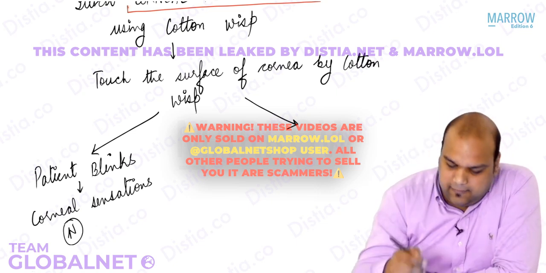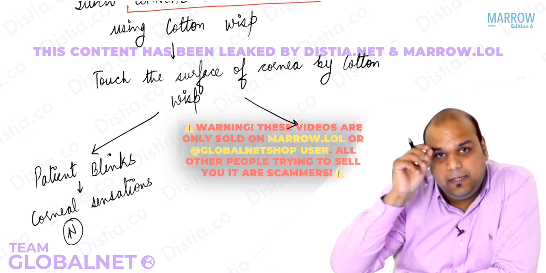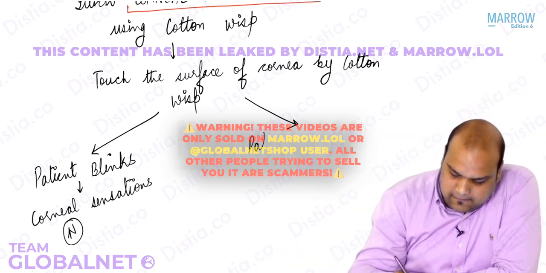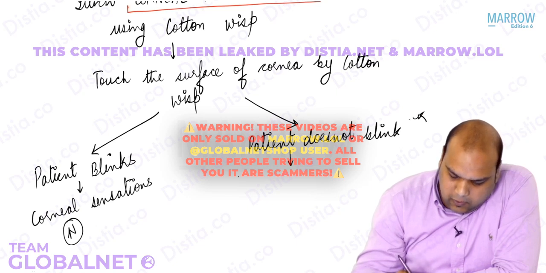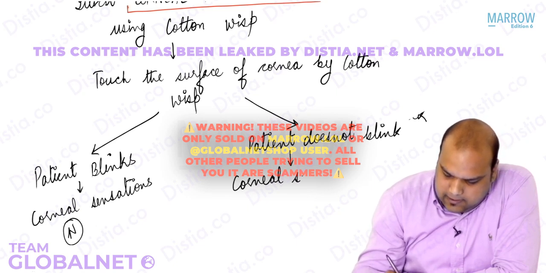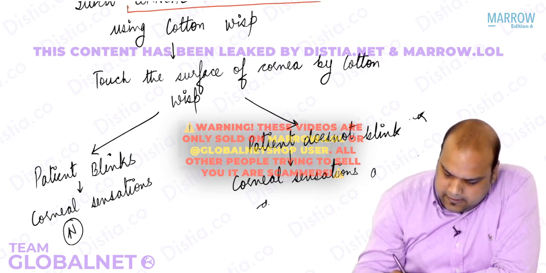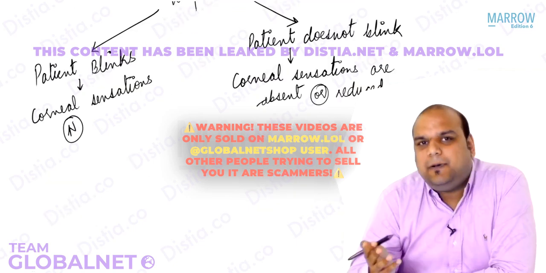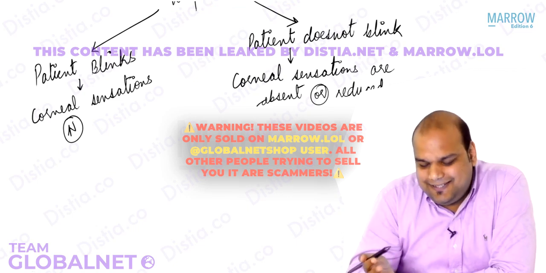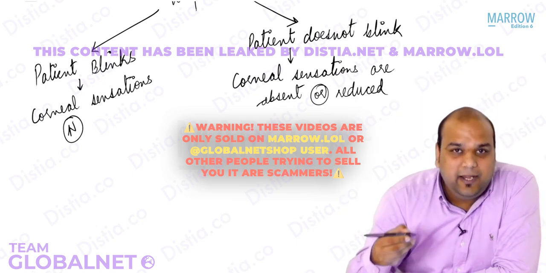The second patient, as I just explained to you, that I am touching the surface of the cornea by the cotton, but the patient is not blinking. That means that corneal sensations are either absent or reduced. Reduced basically means partially absent. So they may not be fully absent, guys. Or I can say, when the corneal sensations are absent, what can I call it?